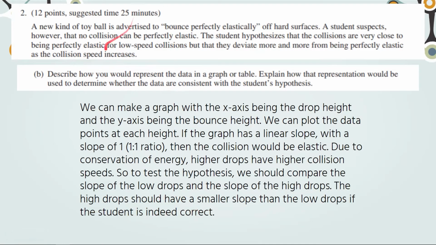So to summarize, we would basically have a graph, the x-axis being the drop height and the y-axis being the bounce height. And then we'll look at the slopes to compare the ratios between the lower drop heights and the higher drop heights. Even though we're looking at speed, due to conservation of energy, low drop heights will be low speed collisions, and high drop heights would be high speed.